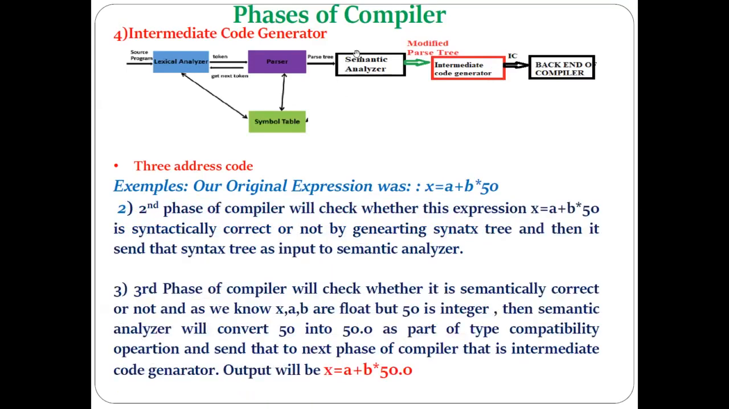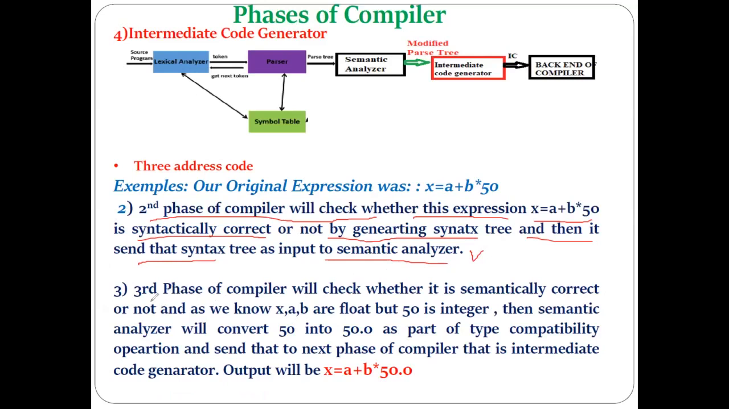In the syntax analyzer, we have seen that the second phase of compiler will check whether the expression, that is x is equal to a plus b into 50, is syntactically correct or not by generating the syntax tree, and then it sends that syntax tree as input to the semantic analyzer. That is our third phase of compiler.